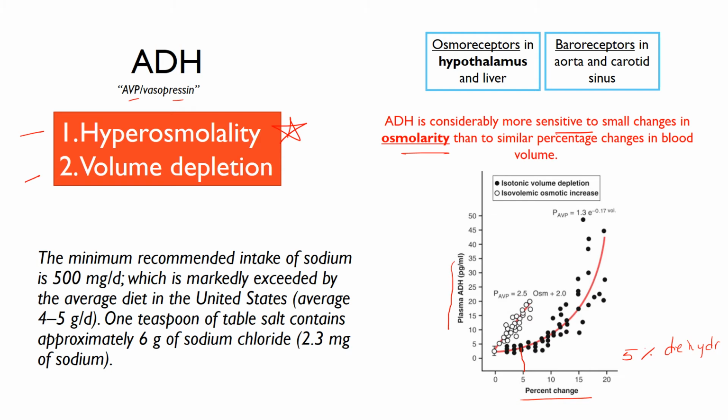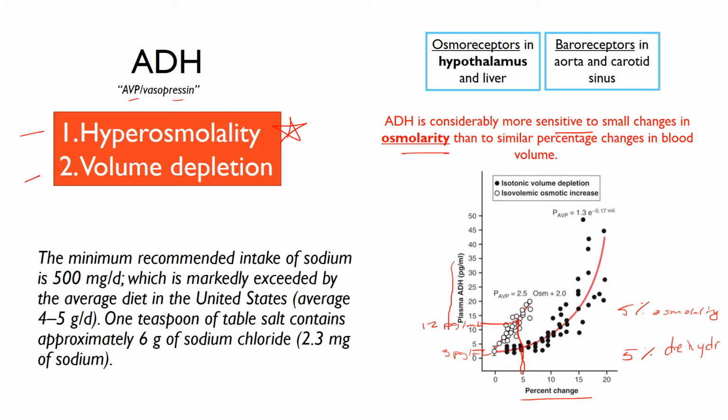So you have a drop of 5% of your isotonic volume. That's what these black dots represent. Then you get an ADH concentration in the serum of about, I don't know, 3 picograms per mil. However, a 5% change in osmolality will result in 12 picograms per mil of ADH, meaning that at the same percent change, a 5% osmolality increase will result in 4 times the amount of ADH.